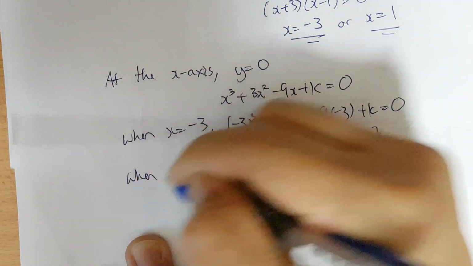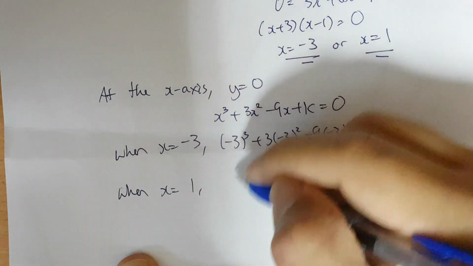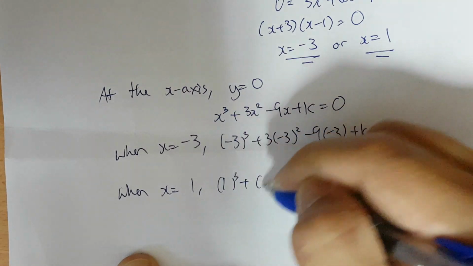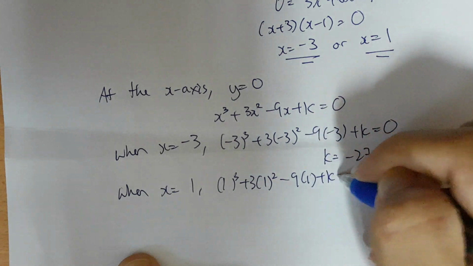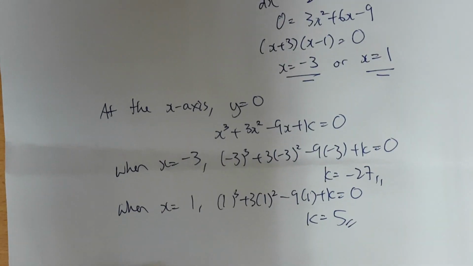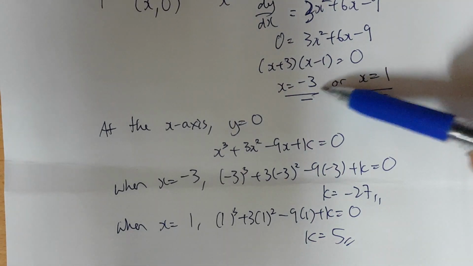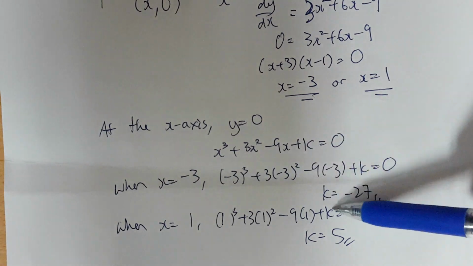And then when x equals 1, the other value, 1 cubed plus 3 times 1 squared minus 9 times 1 plus k equals 0. So k equals 5. So these are your two answers. Please do not stop at x equals negative 3, x equals 1. You need to substitute back to find what your k is.